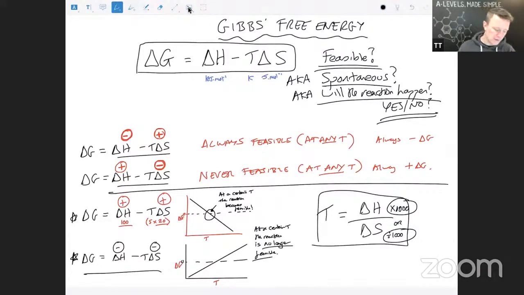Having this qualitative understanding really helps, rather than just remembering the equation and plugging numbers into it. They go deeper and ask you questions. This is how you get the top grades: by being able to explain what happens when temperature is increased and so on. Okay, so let's talk about the graph.